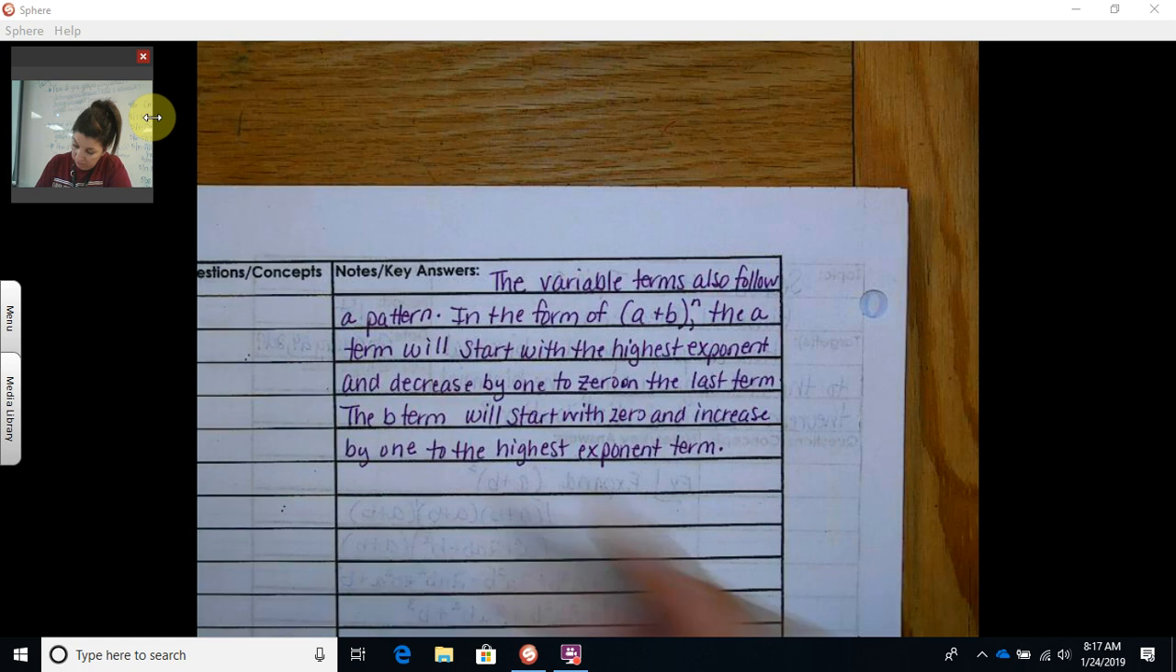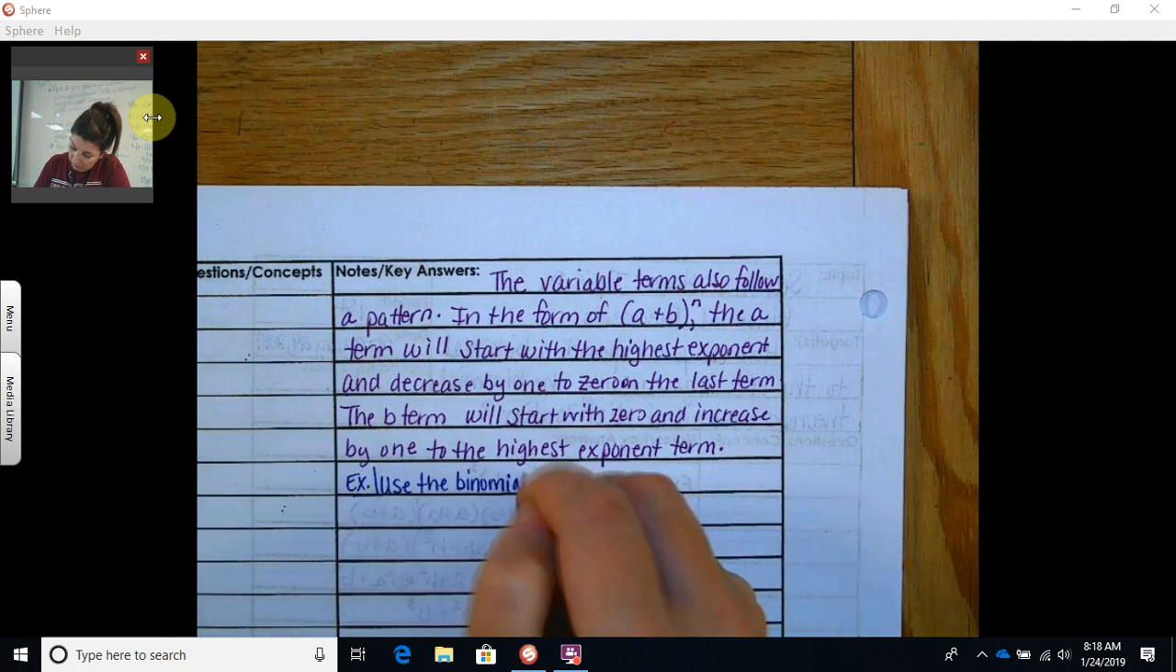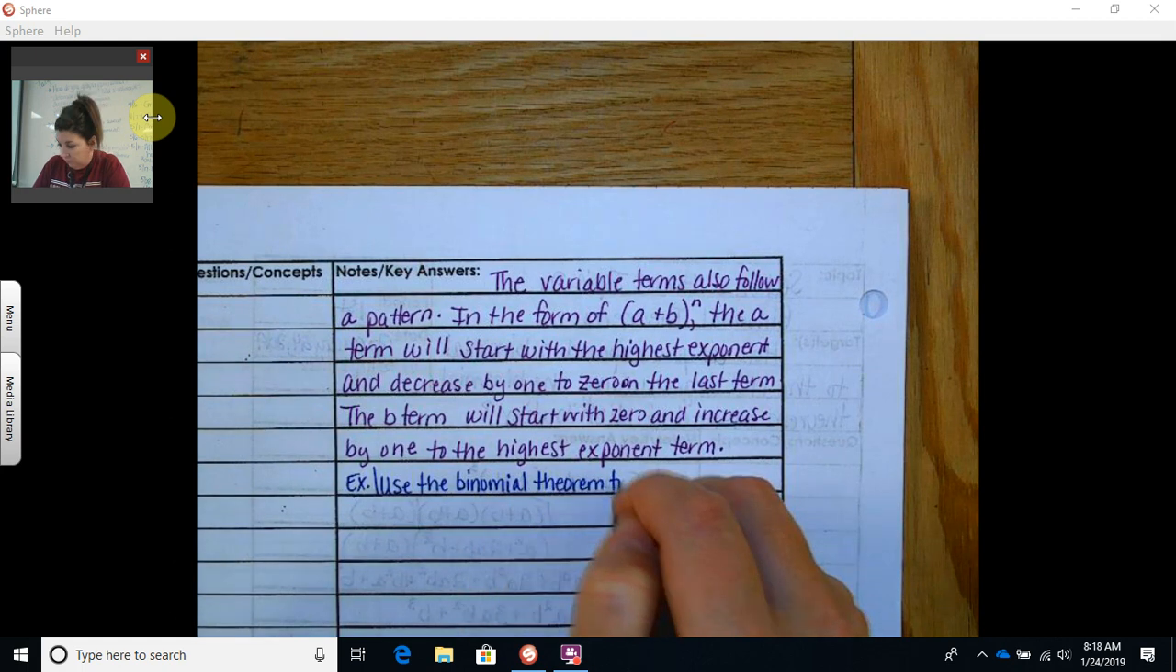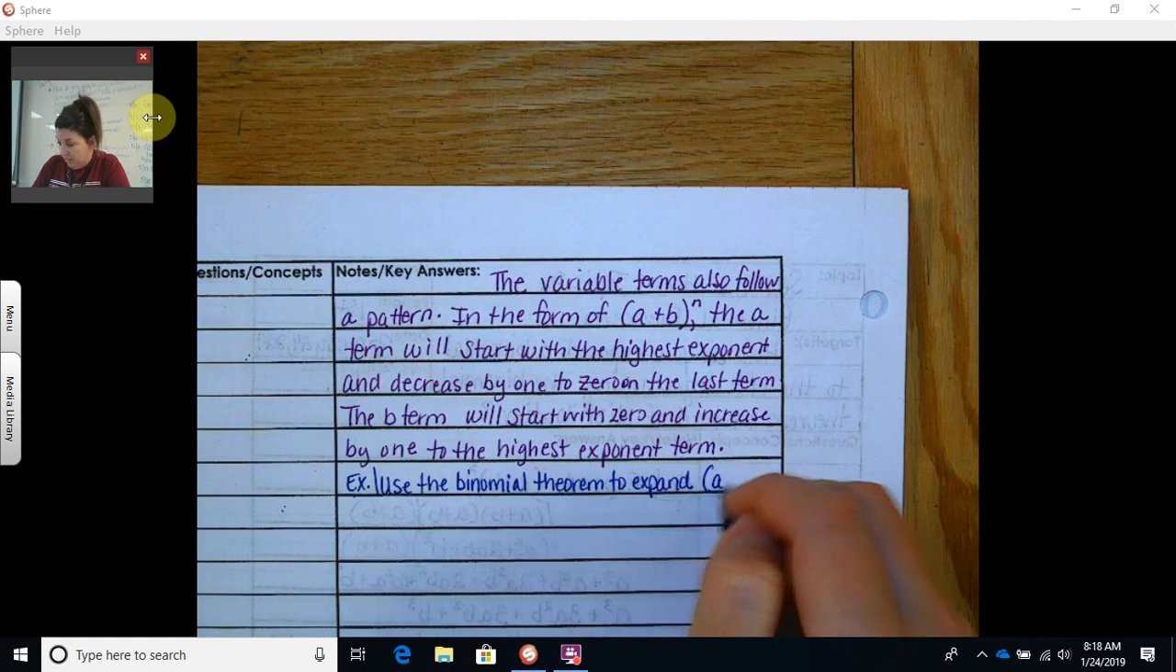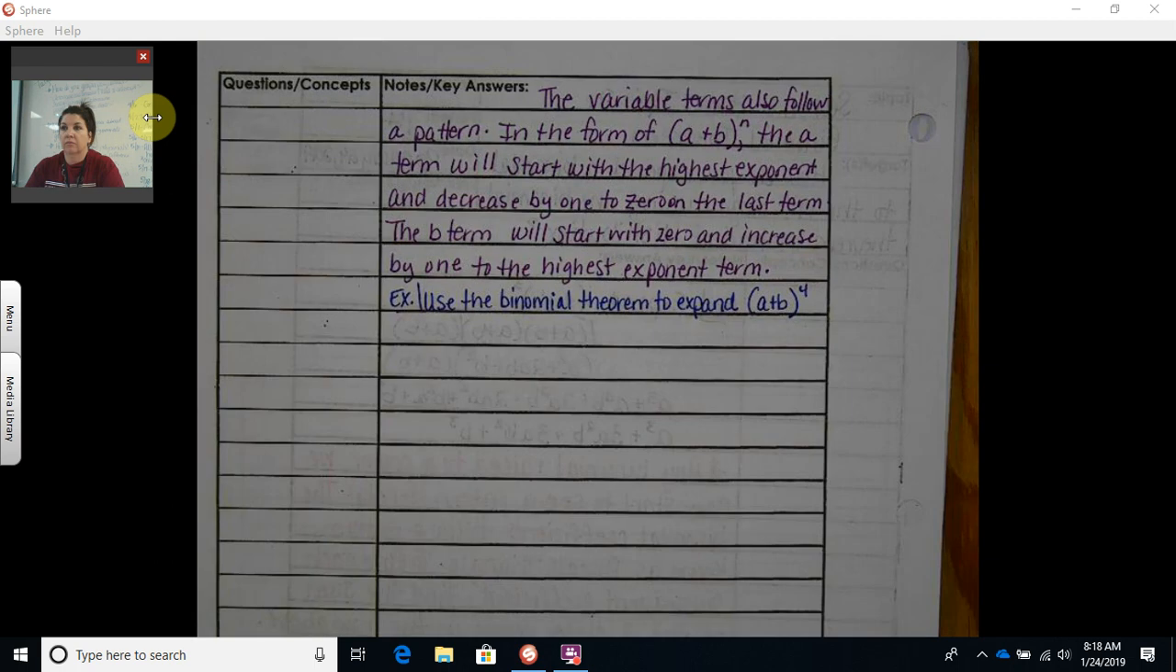Example. Use the binomial theorem to expand (a + b) raised to the 4th power. Alright, so a plus b raised to the 4th.